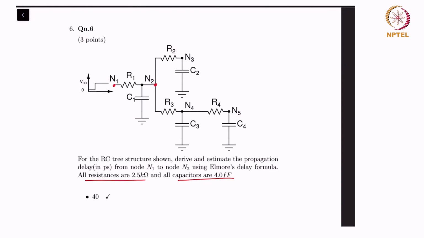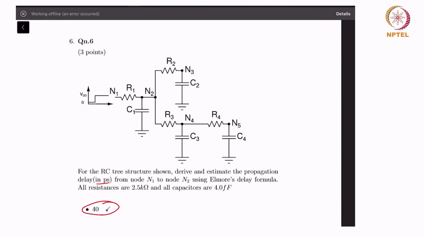You just have to have this as the common path, so it is essentially asking us till capacitor C1. For capacitor C2, this is the common path. For C3 similarly, the common path is only R1, and for C4 also the common path is only R1. So essentially all common paths will only be R1, and if you work that out, you will get that it is 40 picoseconds.